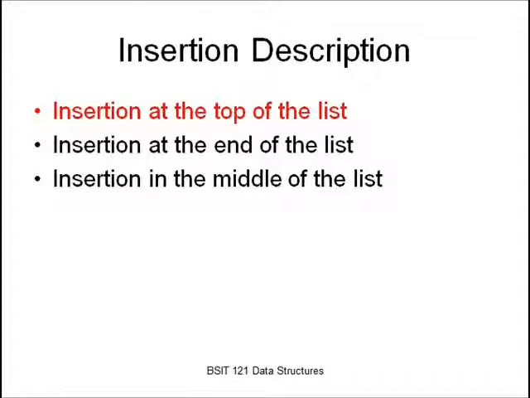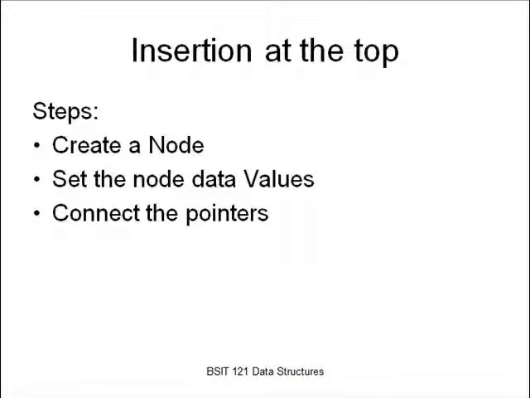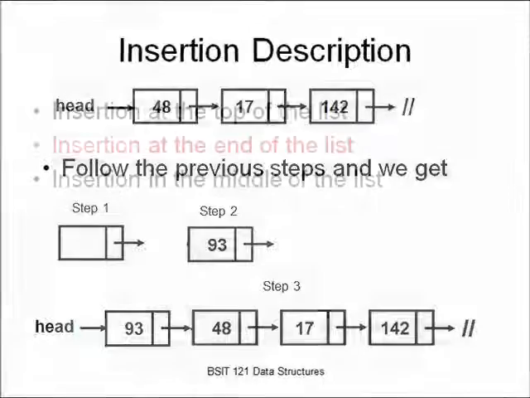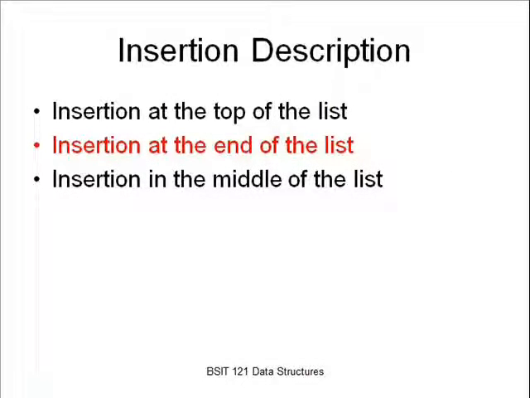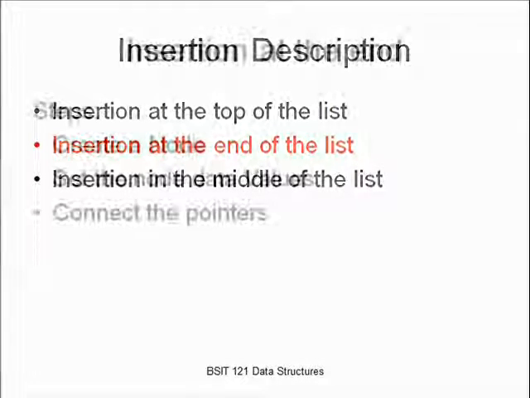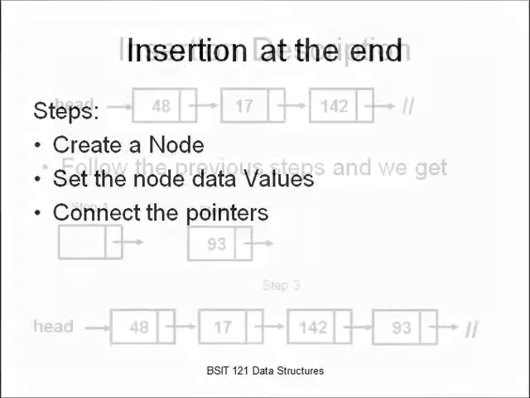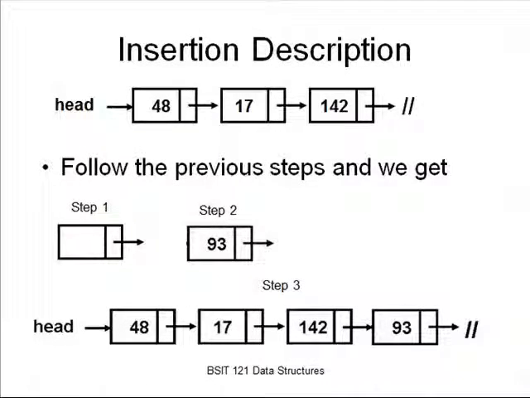Insertion at the top of the list. The steps are: create a node, set the node data values, and connect the pointers. This is the example. The next one is insertion at the end of the list. The steps are: create a node, set the node data values, and connect the pointers. Another example.